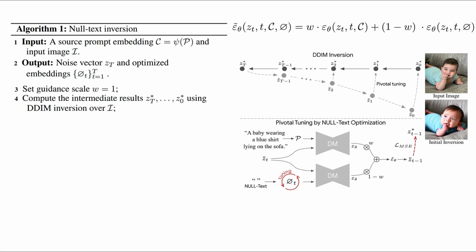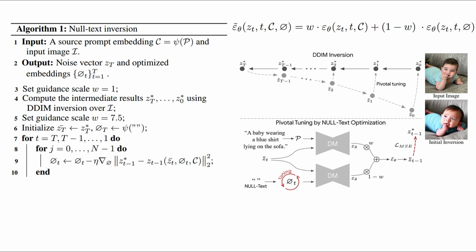And then we compute all the intermediate z stars using DDIM inversion. Then we set the guidance scale to be 7.5, which is a typical value used for CFG, and you see it in almost all the works. And then we initialize zT bar to be zT star, and the embedding for that step to be an embedding generated by the CLIP text model given an empty string. And then at each denoising step of DDIM, which is a loop that repeats 50 times typically, we have an optimization loop inside that we repeat N times, that they use 10 times.